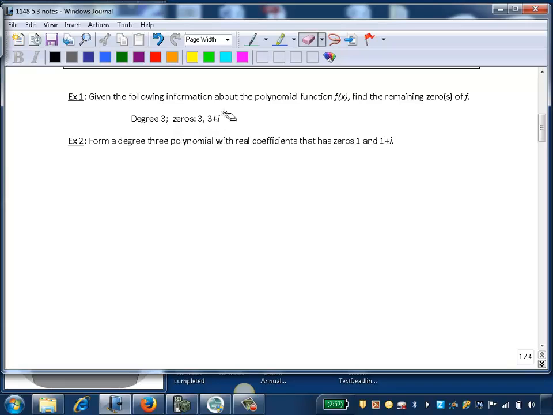We just have to find the third. So we know that one of them is imaginary, and those imaginaries come in pairs. So if we have 3 plus i, its complex conjugate would be 3 minus i. So our remaining zero is 3 minus i.